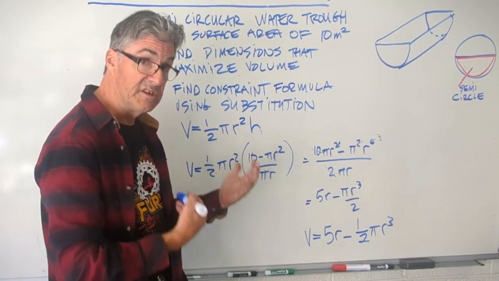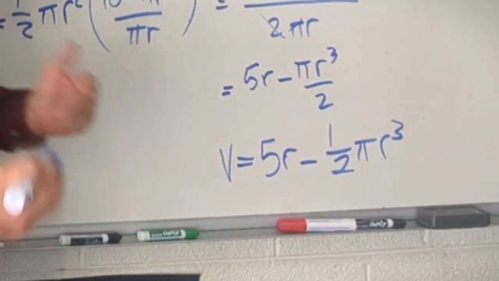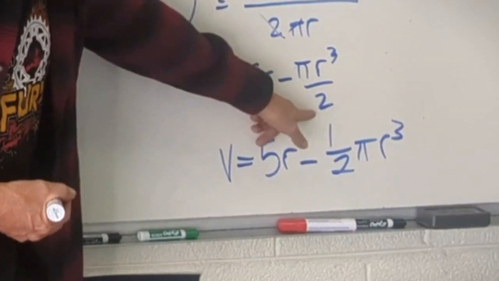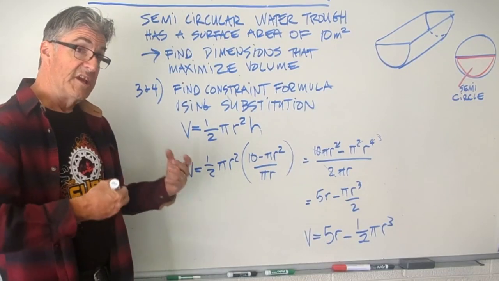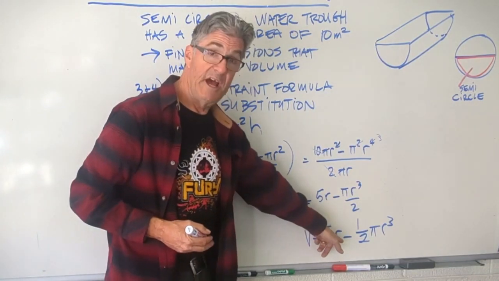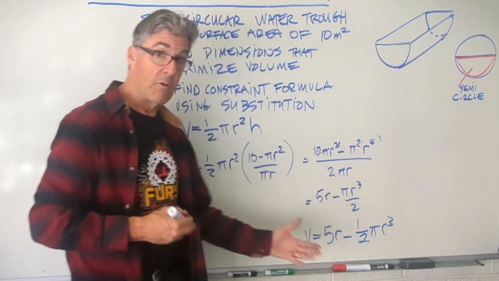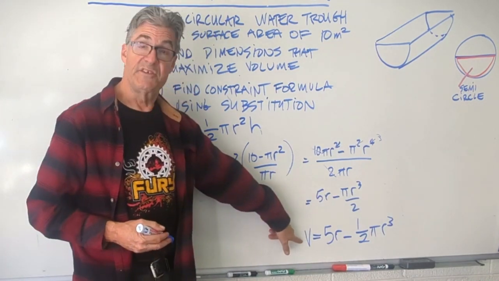Now I did one more step. I put it into a derivative-friendly form, which really just meant I took the over 2 and I made it 1/2 times pi r cubed. So now we have our constraint formula. This is volume as a function of r. So now what we need to do is find out the value of r that maximizes the volume.